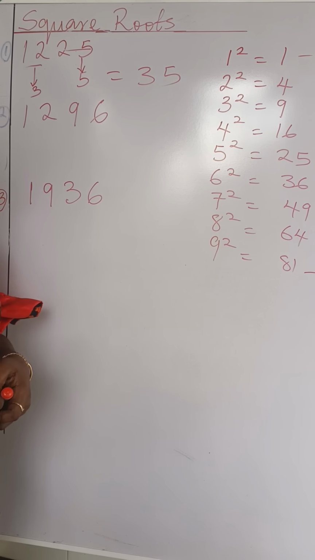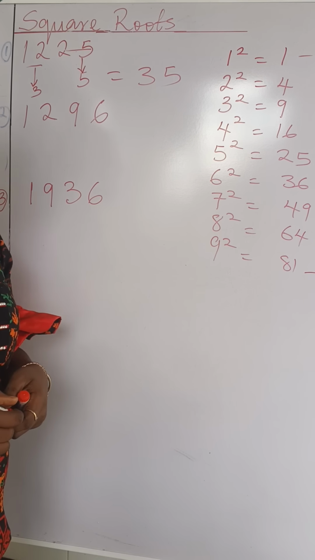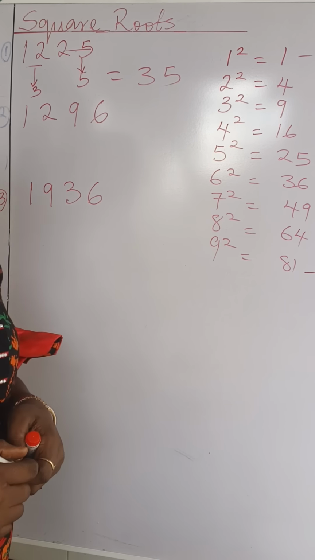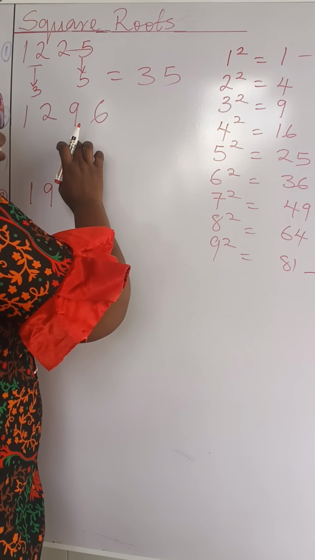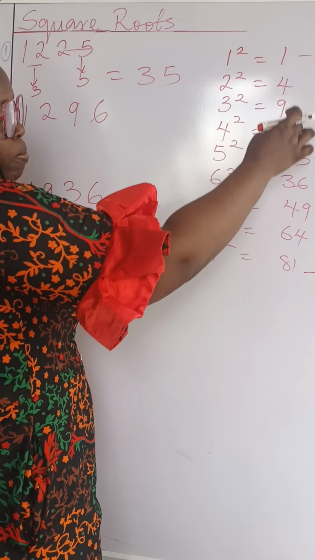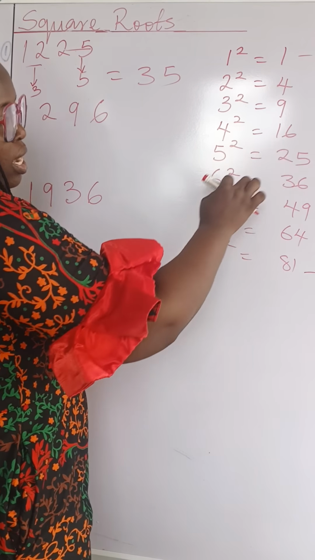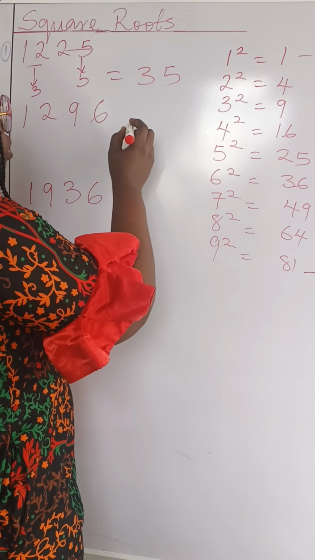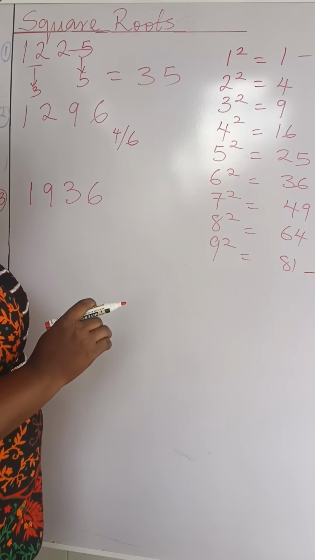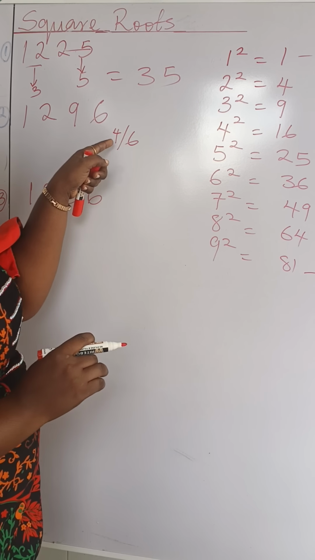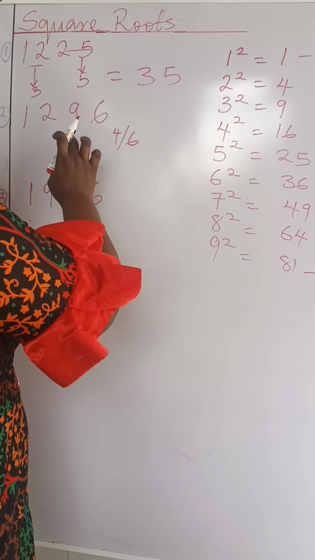Let's move over to number 2. We have 1296. We want to find the square root with this simple trick. Now, in our 96, which number here ends in 6? We have 4 ending with 6 and 6 also ending with 6. So we are going to write 4 over 6 here. What does it tell us? That the answer could be 4 or 6. So let's leave that aside. We are not putting it here.